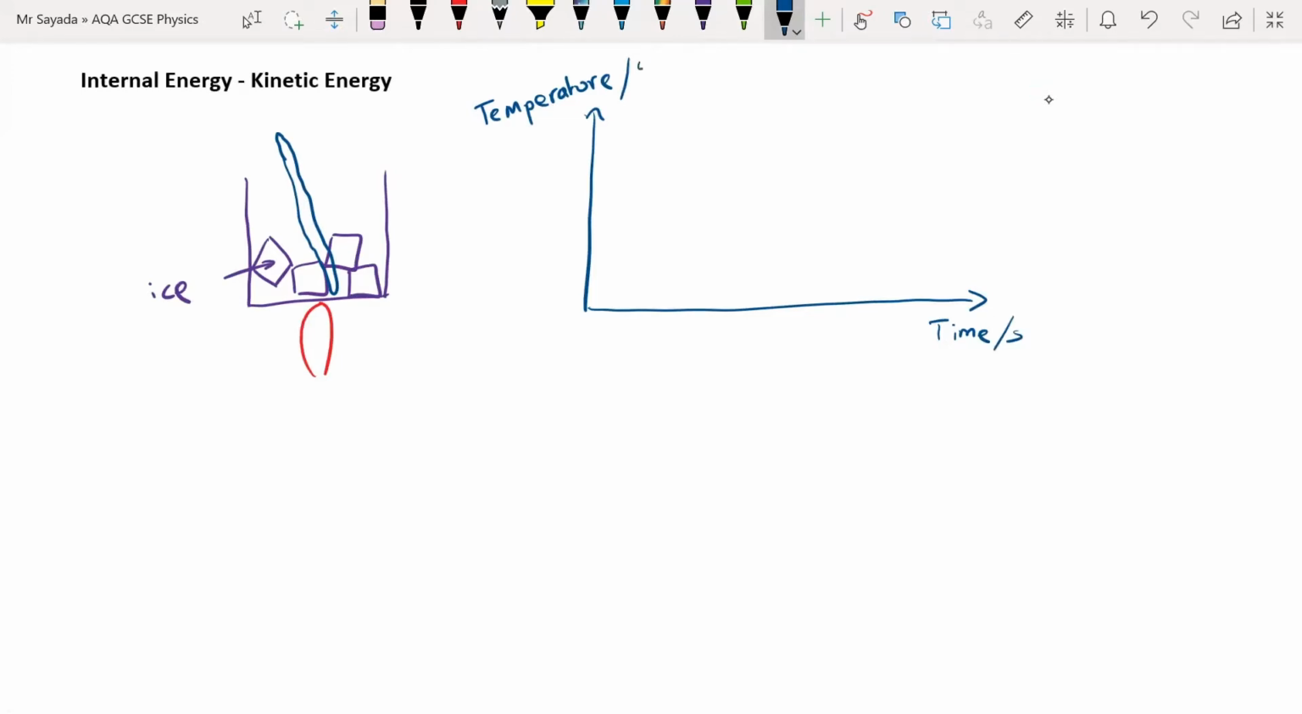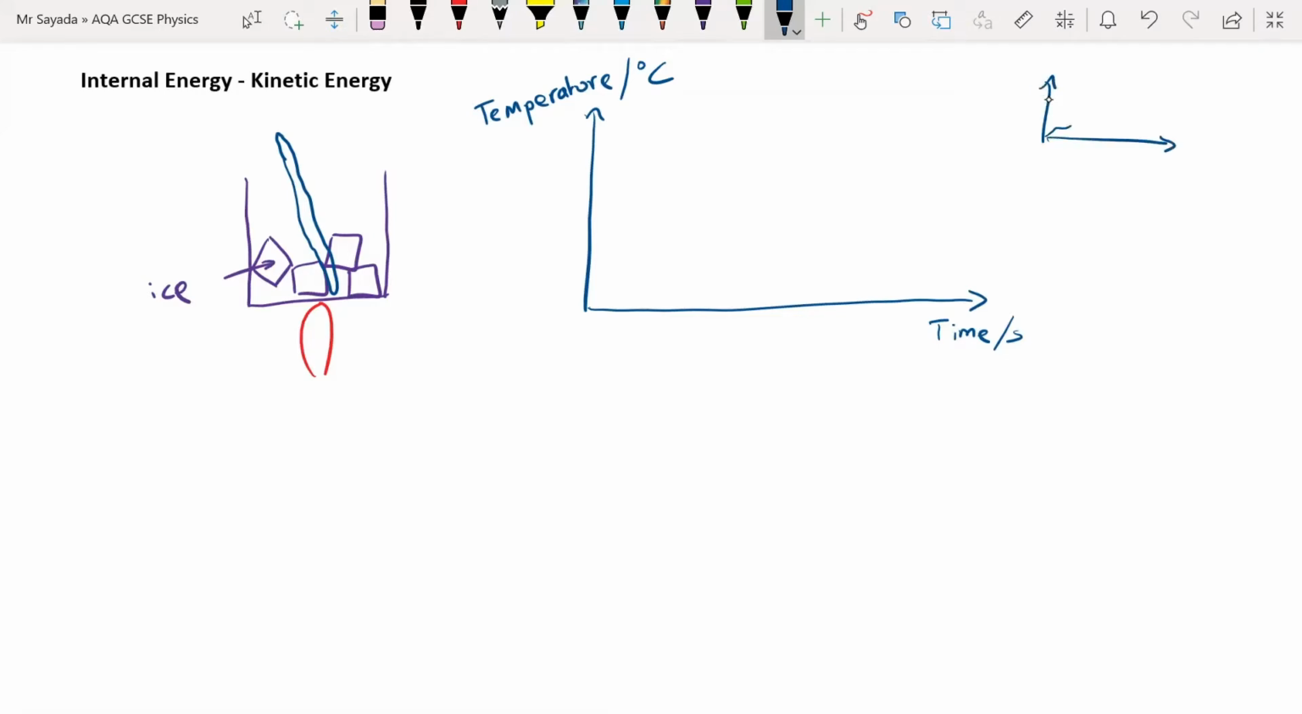Degrees Celsius. So what I'd like you to do is pause the video and sketch a prediction. What do you think the shape of the graph will be? Press play once you've done that. You should have now made a prediction of what you think the shape of this graph will be as we heat the ice.